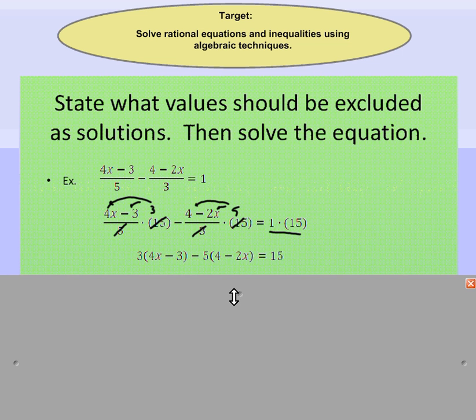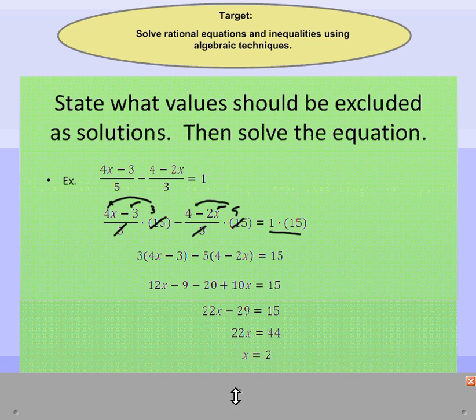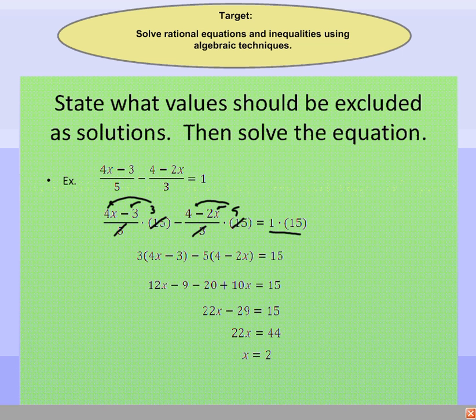You see the 3 being distributed to the 4x minus 3. And you see the minus 5 times the 4 minus 2x. And now it's equal to 15. Now we distribute and solve. We got 12x minus 9 minus 20 plus 10x equals 15. Simplify and solve. And we have an answer of 2. Again, no solutions were excluded, so 2 is our solution.